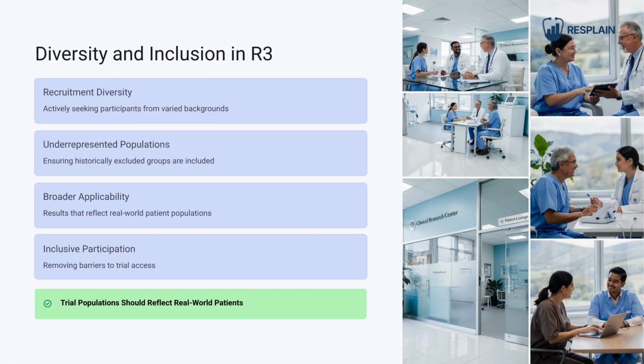R3 places stronger emphasis on diversity and inclusion within clinical trial participation. The guidance recognizes that broader participant representation improves the reliability, applicability, and usefulness of trial results across real-world populations. Auditors may review whether recruitment approaches unintentionally excluded certain populations or whether barriers to participation were appropriately considered.